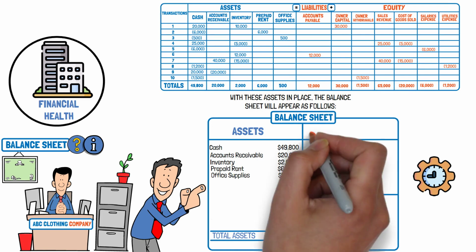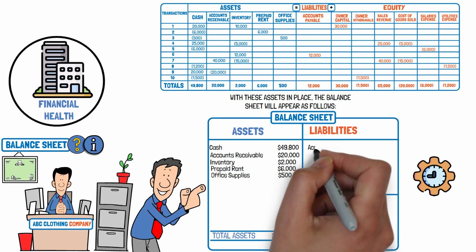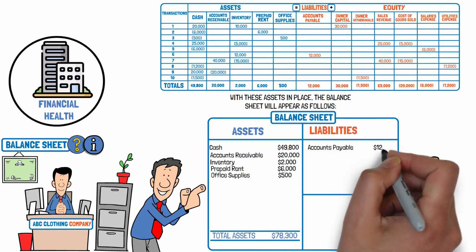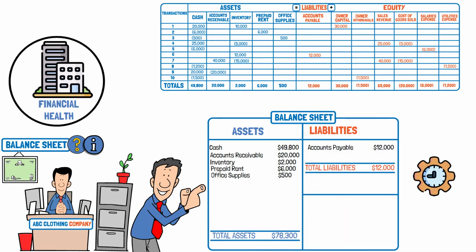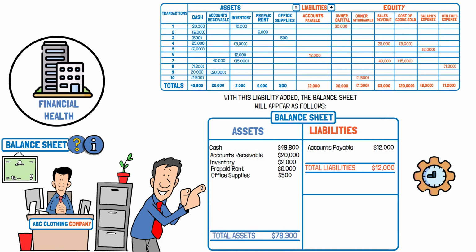Next, we'll display the company's liabilities on the balance sheet, presented in the order of when the obligations are due. In the liability section of the accounting equation, accounts payable of $12,000 will be the sole liability listed. With this liability added, the balance sheet will appear as follows.